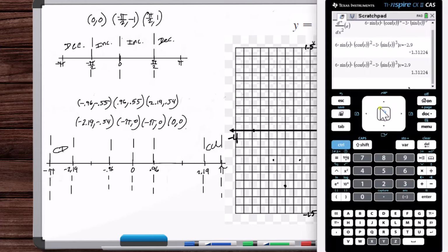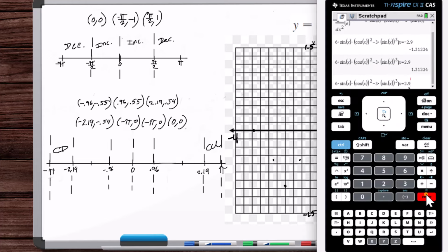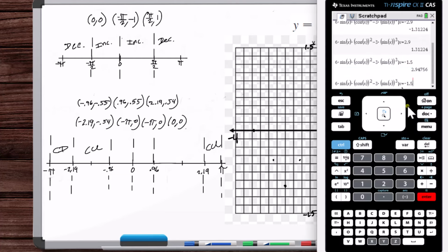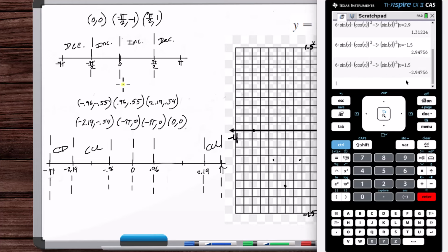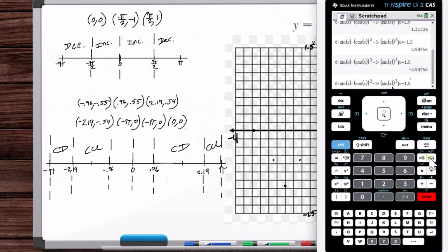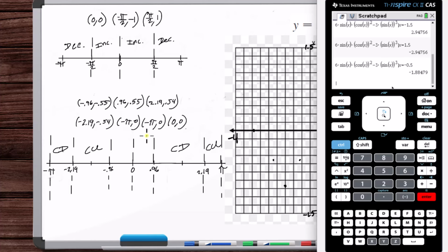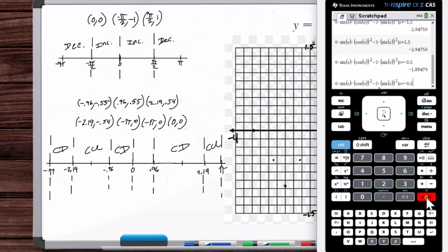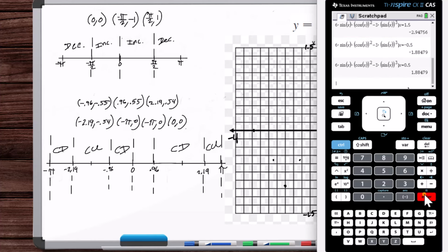All right. Now let's do minus 1.5. Concave up. All right, positive 1.5. Concave down. Okay. Minus 0.5, so now concave down. Now positive 0.5. Concave up.